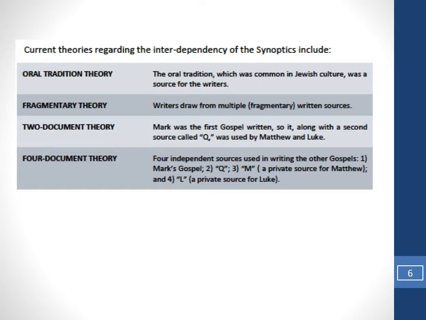The other theory is the 4-document theory, which is 4 independent sources used in writing the other Gospels: Mark's, Q, M, which is a private source for Matthew, and L, which is a private source for Luke. These are real theories. I'm not making them up. And I'm not making fun of them either. They're looked at linguistically in the text and they say, okay, that's different textually than how Luke would be writing.